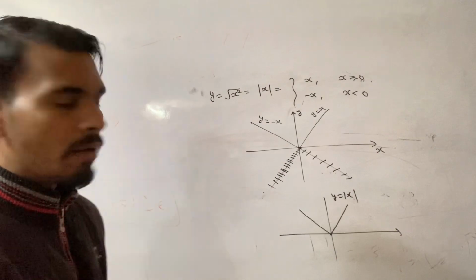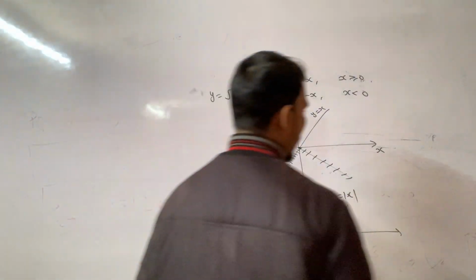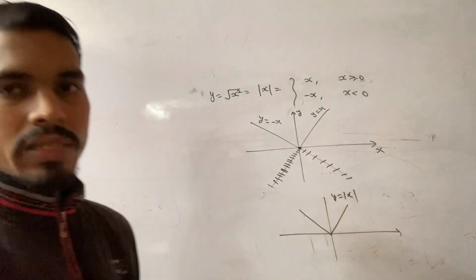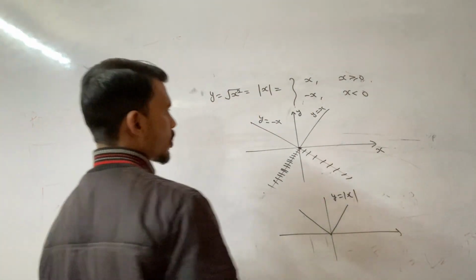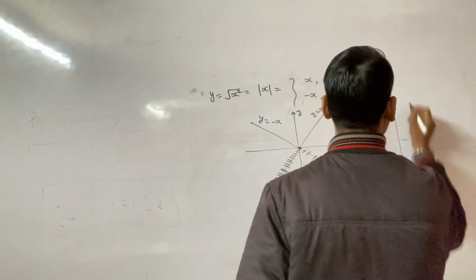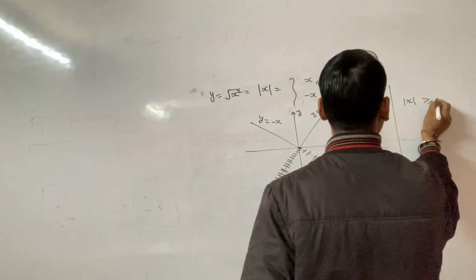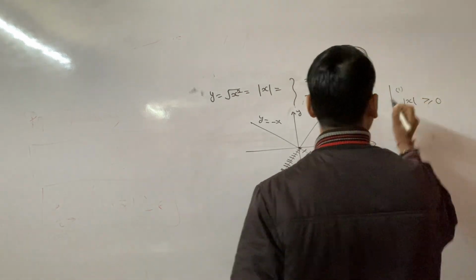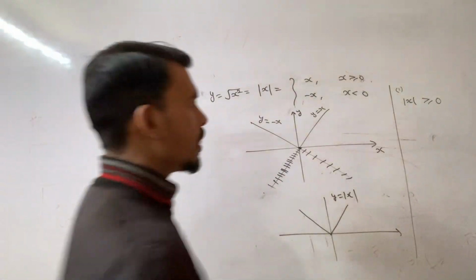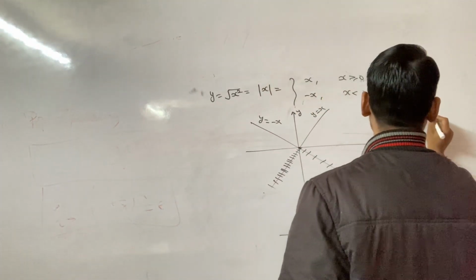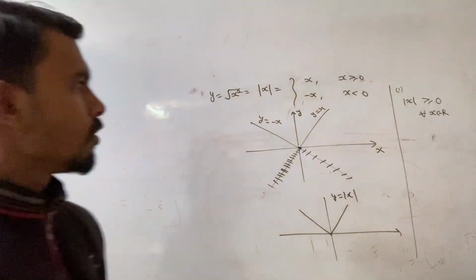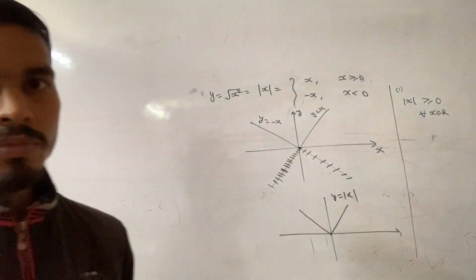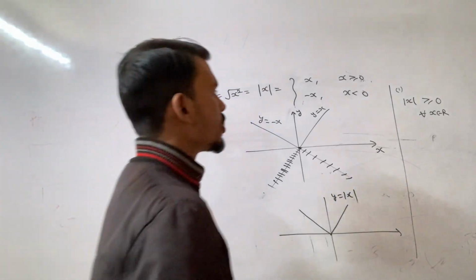And from this graph we can say that modulus of x is always greater than or equal to 0 for all x belongs to real numbers. So this will be a non-negative term.